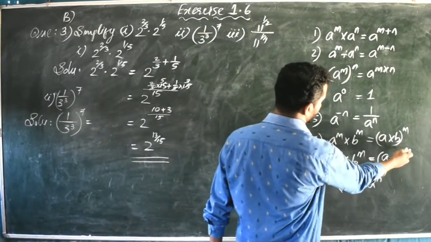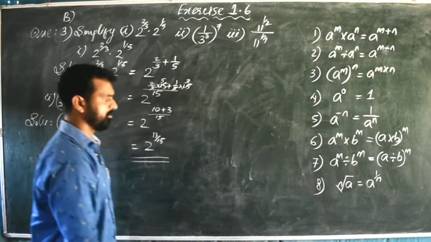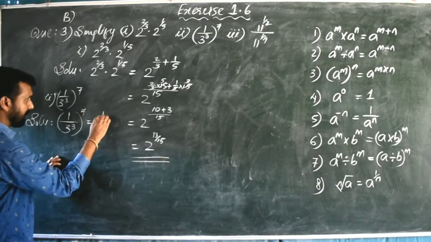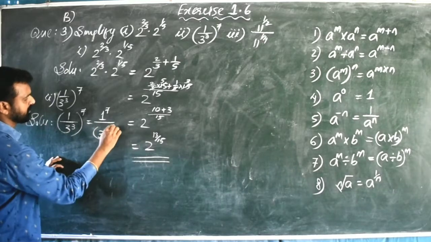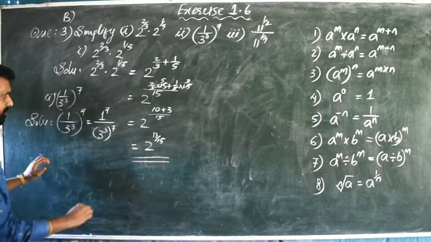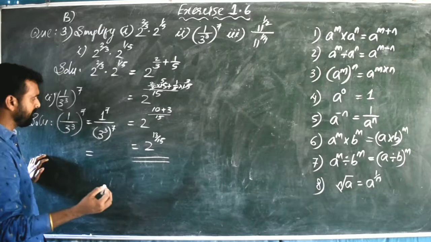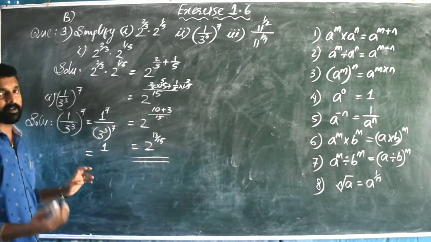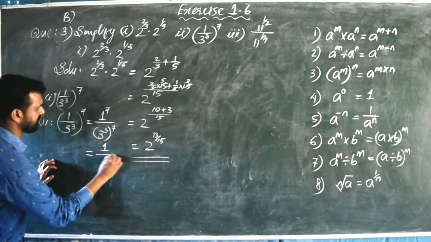A divided by B raised to M is equal to A raised to M divided by B raised to M. So 1 raised to 7 divided by 3 raised to 3 raised to 7. 1 raised to 7: 1 raised to 1, or 1 raised to 2, 1 raised to 3, any power, the answer will be 1 only. Multiply 7 times or 8 times or 10 times, the answer will be 1 only. So 1 raised to 7 is equal to 1.